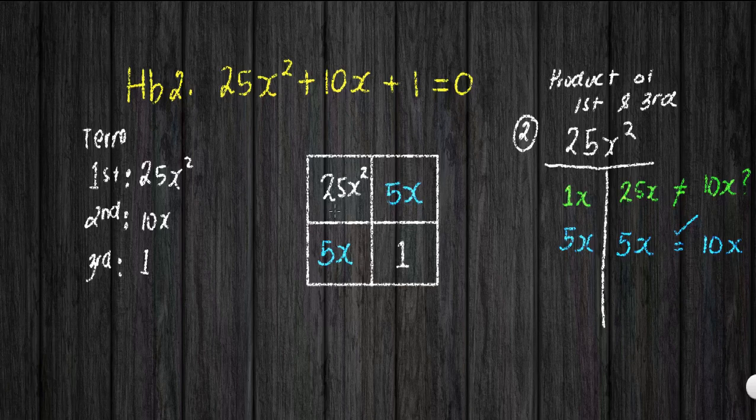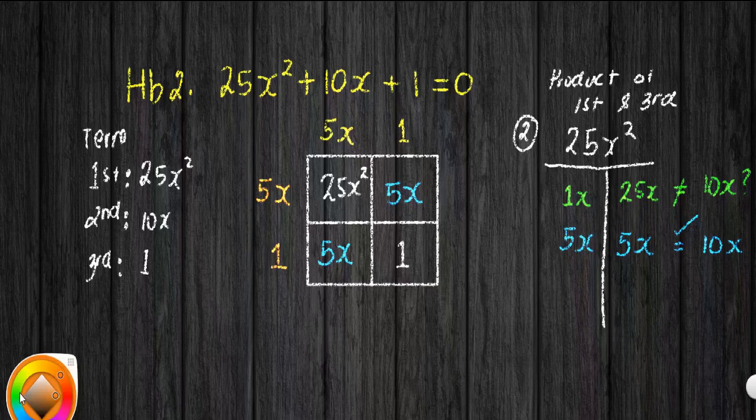Let's start first with the columns. For column number 1, we have 25x squared and 5x, and the common factor is 5x. For column number 2 naman, ang common factor nila ay 1. Ayan, papalitan ko muna ng color for the rows naman. 25x squared and 5x, ang common factor ay 5x. At ang common factor naman ng 5x and 1 is 1 as well. Okay, so ayan, na-complete na natin yung ating steps dito sa box method.